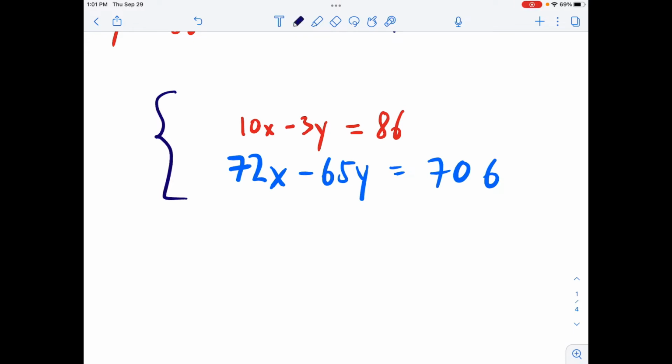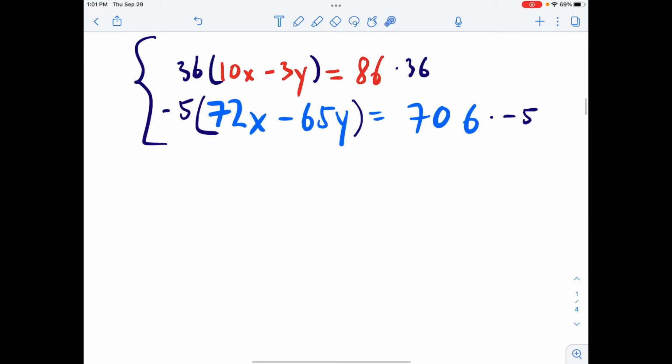So let's do that. Let's multiply 10 by 36 on both sides here. So my numbers are getting big, but the reasoning's still the same, okay? All right, and then down here, I'll multiply by negative 5 on both sides.